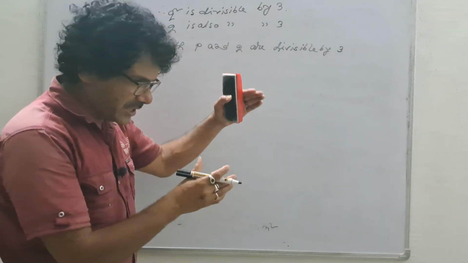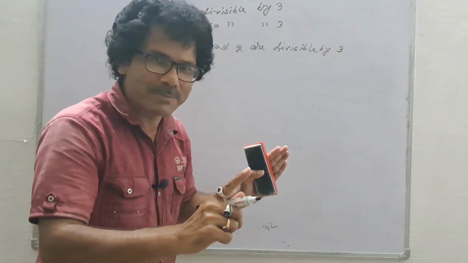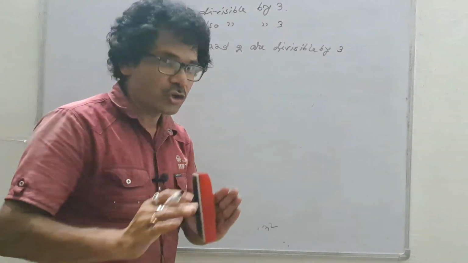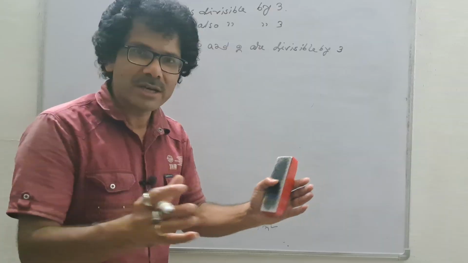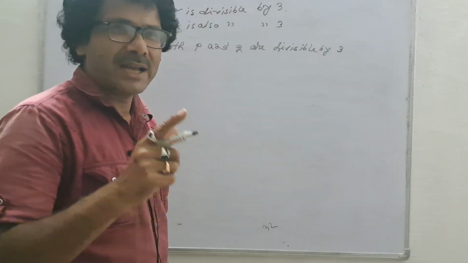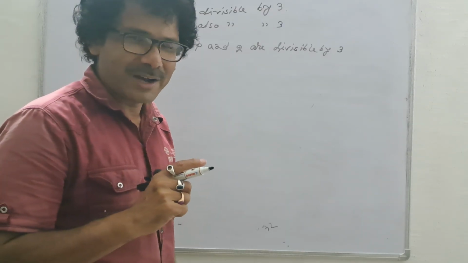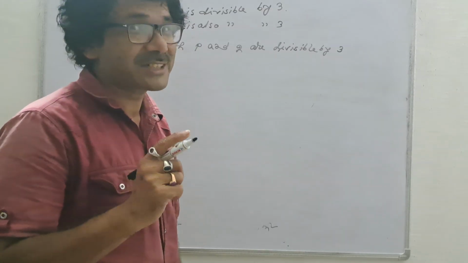There is a contradiction. P and Q are co-primes, but now we see that P and Q are not co-primes. Co-primes, not co-primes, so they are a contradiction. And we get this contradiction because of assuming root 3 is a rational number. So it cannot be a rational number. Our assumption is wrong, so it is irrational.